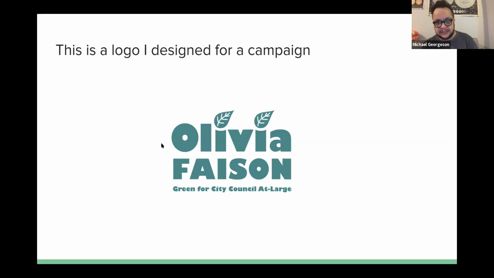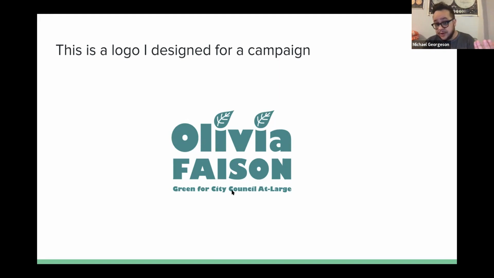And then I did the first name in upper and lowercase and the last name in all lowercase, and the Faison sets a foundation, and then you've got friendlier, more playful letters up top. I replaced the dots in the eyes with these leaf shapes to indicate our environmentalism and the concept of growth.